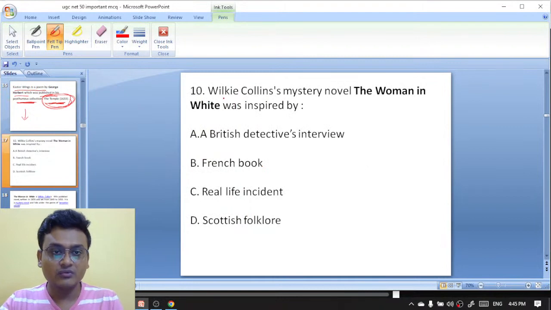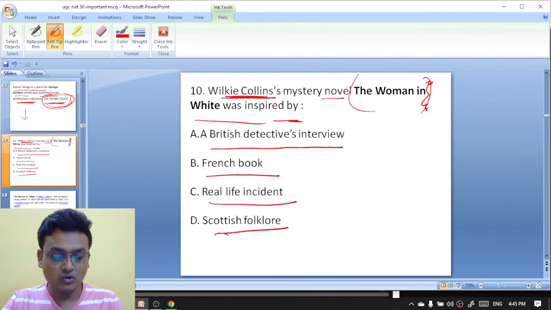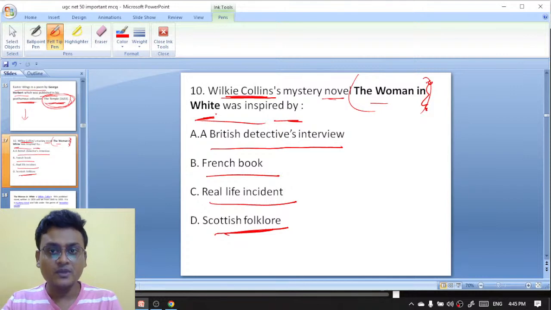Now Wilkie Collins wrote the mystery novel The Woman in White. The Woman in White was inspired by a British detective's interview, a French book, a real-life incident, or Scottish folklore. So here it is actually a French book.